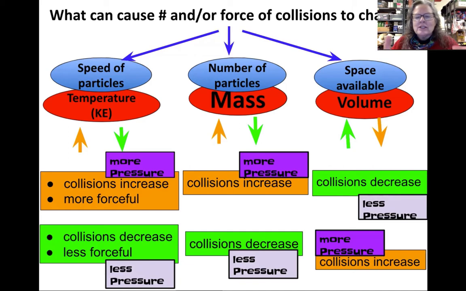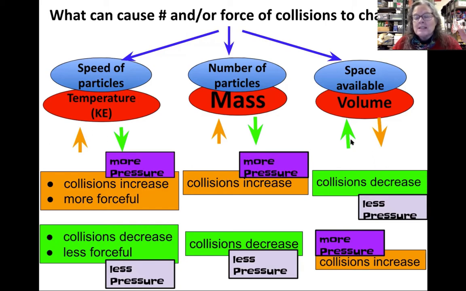So it looks like a lot on the page, but I think it makes a lot of sense. And so maybe you have to get through it a couple times. So with temperature and mass, there's a direct relationship, or they're directly proportional. You increase the temperature, you increase the collisions, you increase the pressure. Same with the number of particles. You increase the mass, you increase the collisions, which means you increase the pressure.